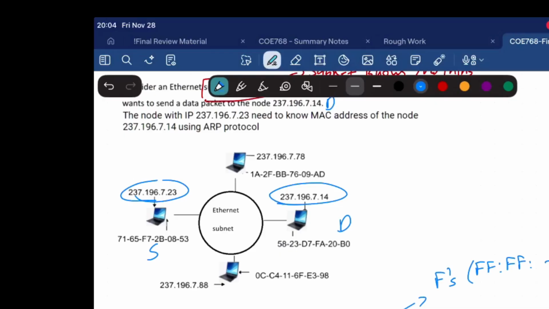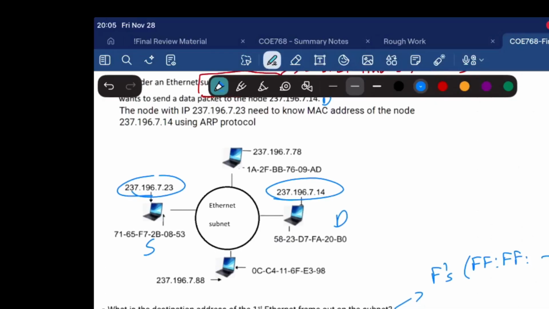Next bit that we have here is what is the destination address of the second Ethernet frame on the subnet. So once it sends out that broadcast, what happens is that every node will respond with an acknowledgement to let it know what its IP address is, what port it's on, and some of its information that the router would need to communicate with it and from it.